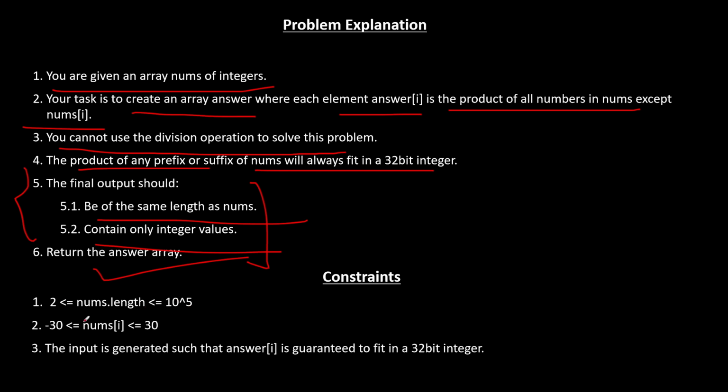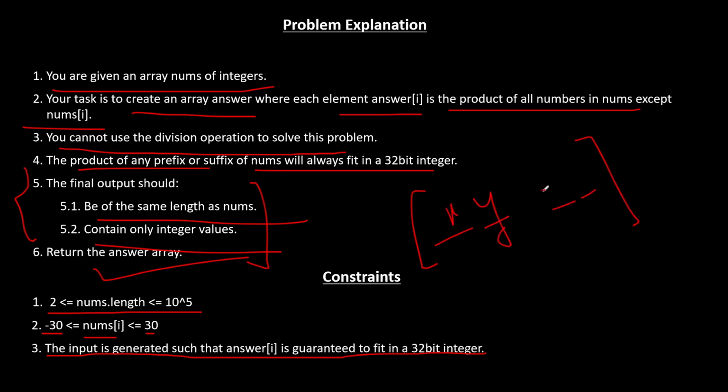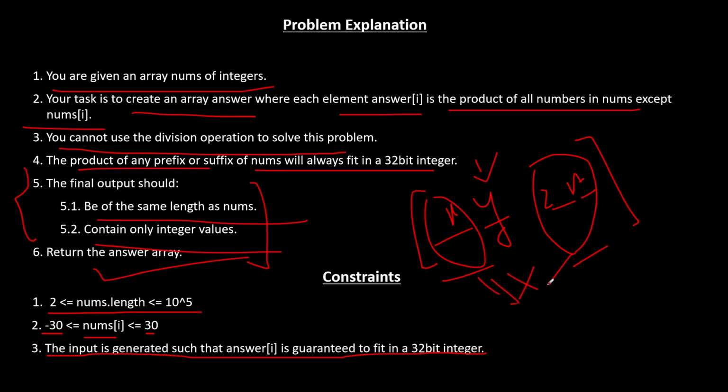Now let's understand the constraints of the problem, which is the length of nums would be from 2 to 10 to the power 5, and nums[i] values would come from -30 to 30. They have also mentioned that the input is generated such that answer[i] is guaranteed to fit a 32-bit integer. So what are they trying to say is, if these are some values in the array, x, y, z, and a, and you are standing at the index with the value y, then you have to multiply this complete range and this complete range, and you get some value here and some value here, and multiply them also. But you cannot include this y in that multiplication. That is what they are trying to explain to us.